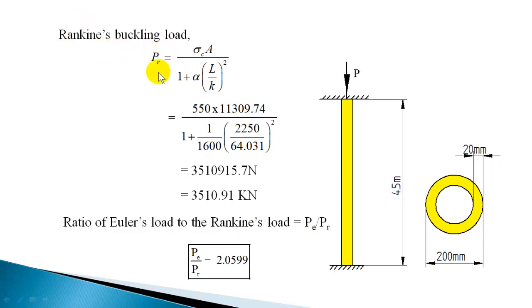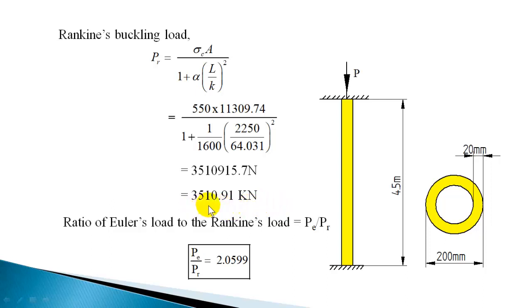Rankine's failure load is given by PR is equal to sigma C times A divided by 1 plus alpha into Le by k square. Sigma C is 550, area you can substitute, alpha is given as 1 by 1600, effective length is 2250, and least radius of gyration 64.031. Substituting that, you will get the failure load using Rankine's formula as 35,10,915.7 Newton or 3,510.91 kilonewton. So this is Rankine's failure load.